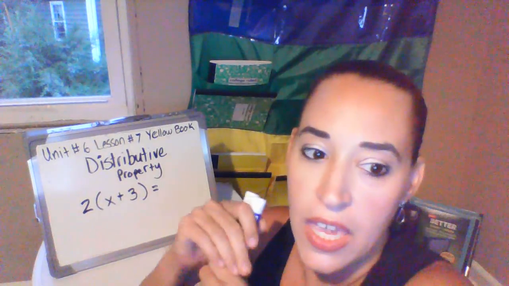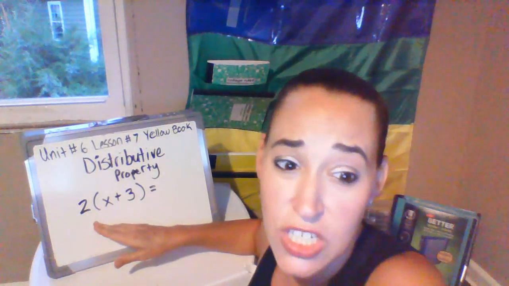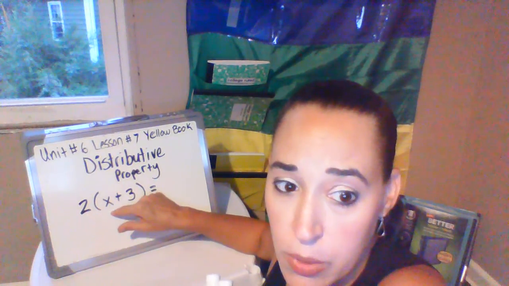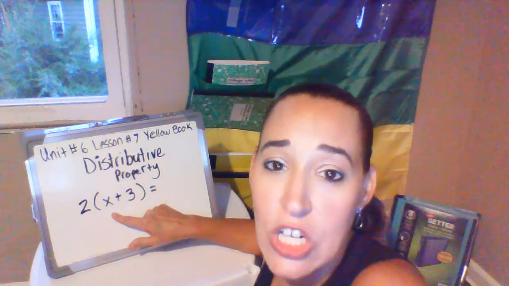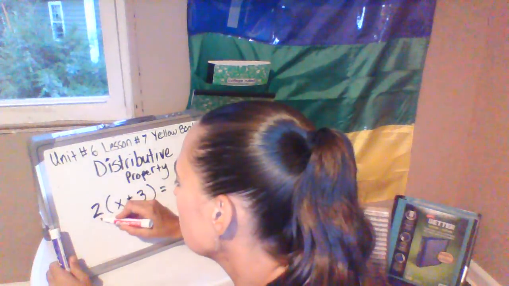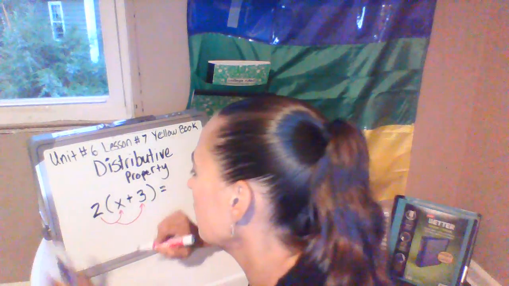It's simply stating if you have parentheses and you have a number or a variable outside of that parentheses, directly outside attached to the parentheses, you then need to distribute that number or variable to every term inside the parentheses. Okay? So I need to distribute it to the x, and I need to distribute it to the 3.